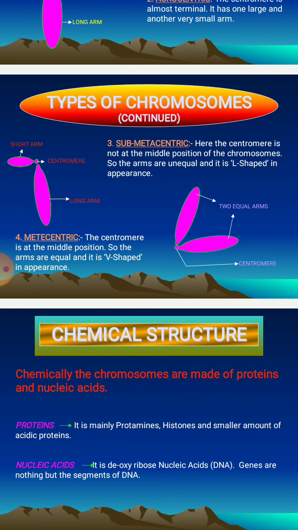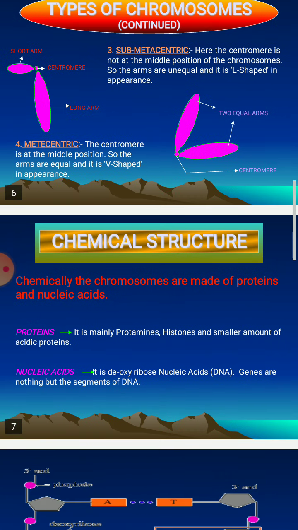Submetacentric: here the centromere is not at the middle position of the chromosome, so the arms are unequal and it is L-shaped in appearance, as shown in your diagram. Metacentric: the centromere is at the middle position, so the arms are equal and it is V-shaped in appearance.